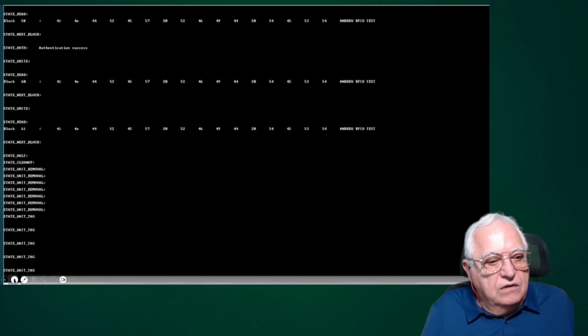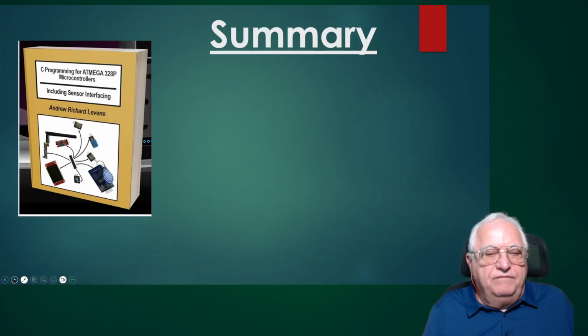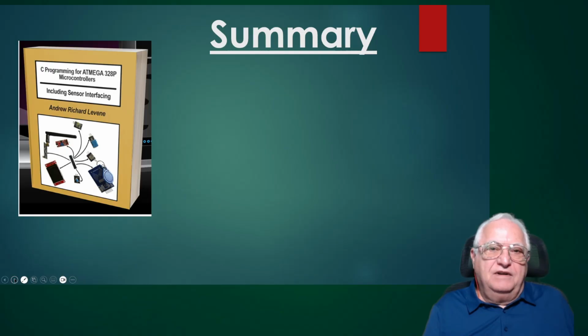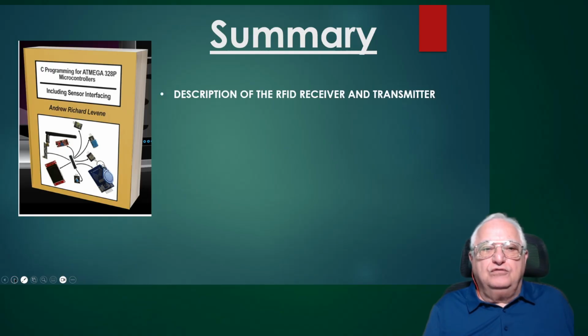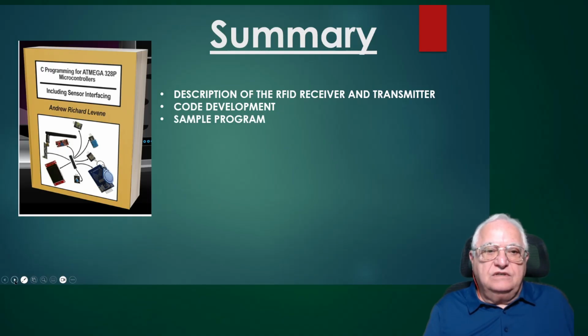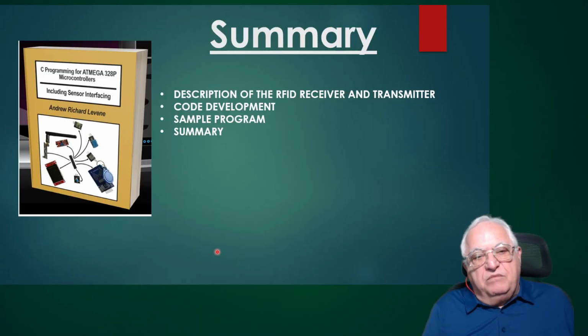Okay, so now we finally got to the summary. It's been a fairly long presentation. So today I gave you a description of the RFID receiver and transmitter. We looked at all the code to make these transactions, to enable those transactions. We went through a sample program. So now we're on the summary, of course.